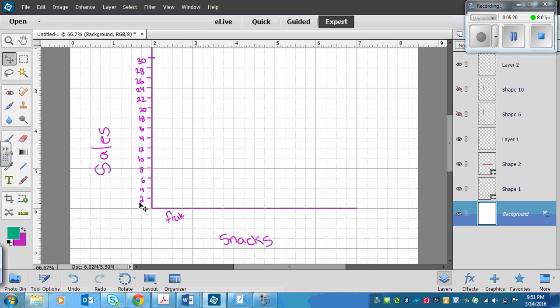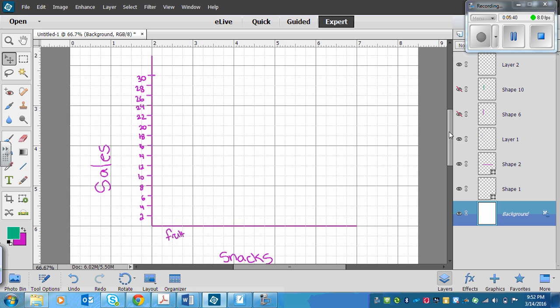So I chose the scale of skip counting by two. So you can see that each square is worth two. Two, four, six, eight, 10, 12, all the way up to my highest number in the data. Sometimes it's even good to go one over just to show so that your graph doesn't end right at the top. But this is fine too. So it ends at 30.